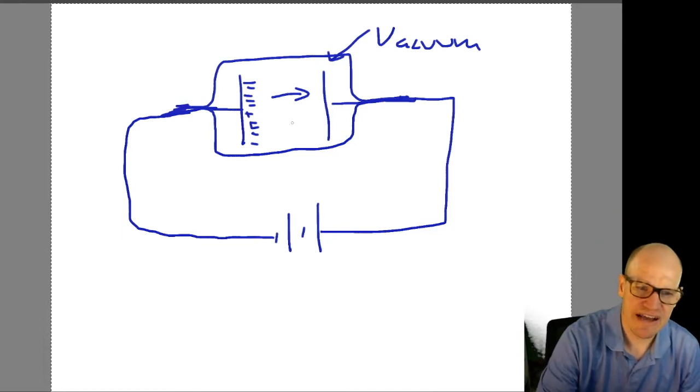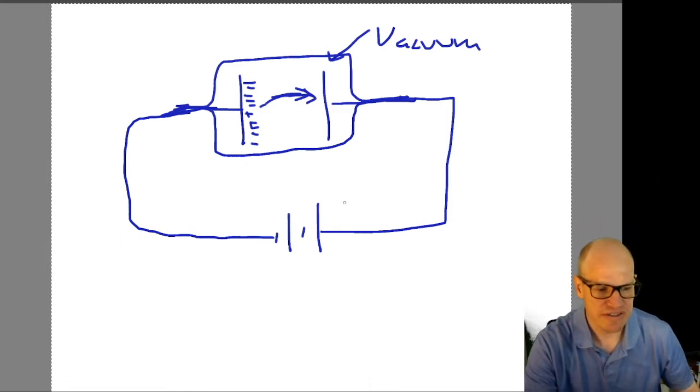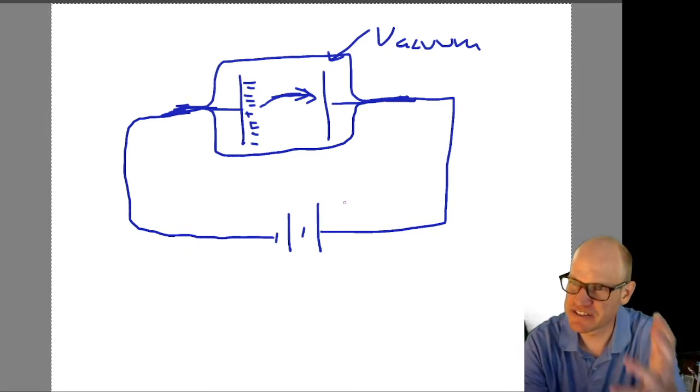So how do you liberate these electrons and allow them to jump across this gap and flow around the circle? That is the big question that was posed. Anyway, that's the question that needs to be resolved.